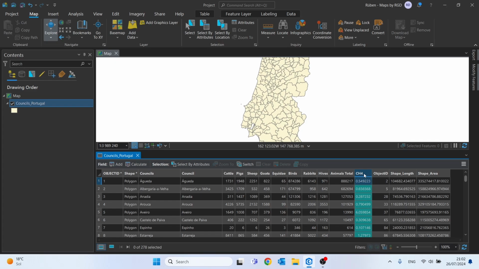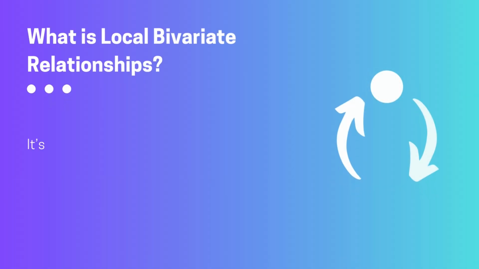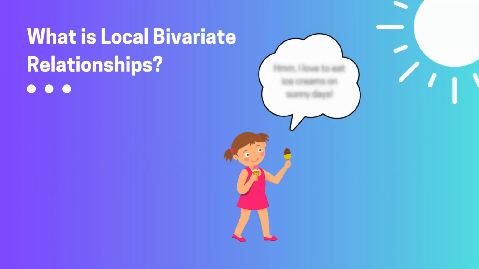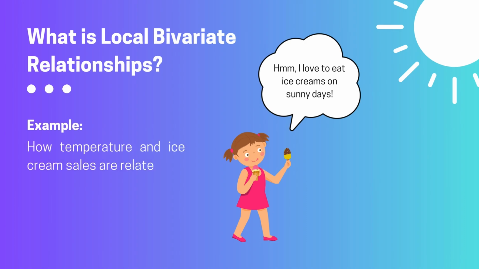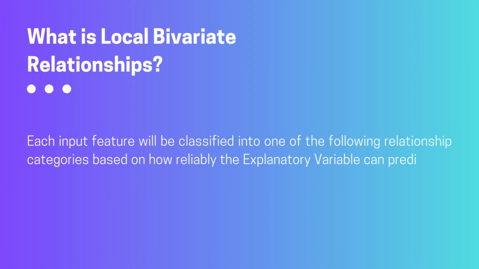To do this, we will use the Local Bivariate Relationship tool, but before we start, let's try to understand a little better what this tool does. So, what is Local Bivariate Relationships? It's how two variables relate to each other within a specific localized context. For example, is it normal for ice cream sales to increase when temperatures are higher? After using this tool, each input feature will be classified into one of the following relationship categories based on how reliably the explanatory variable can predict the dependent variable parameter value.